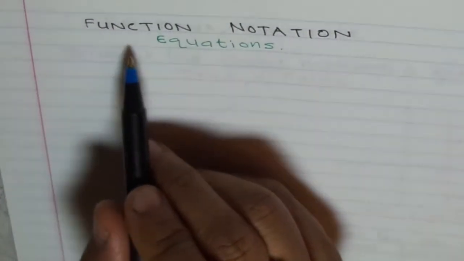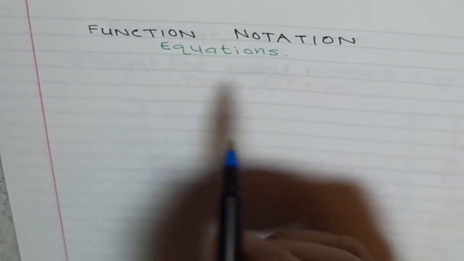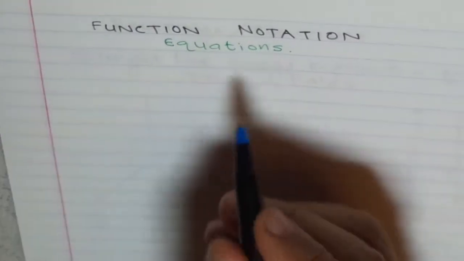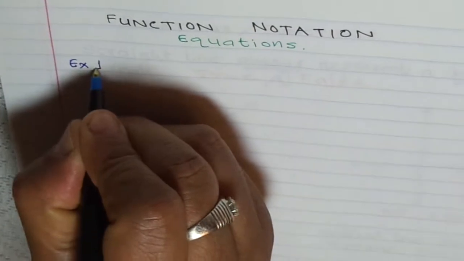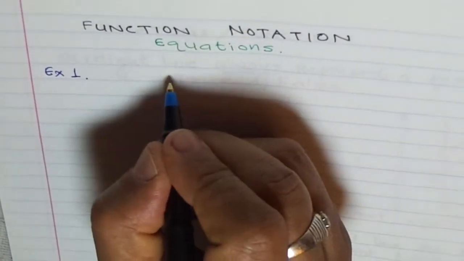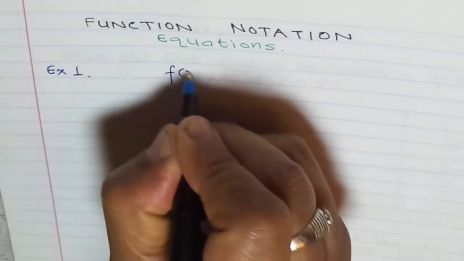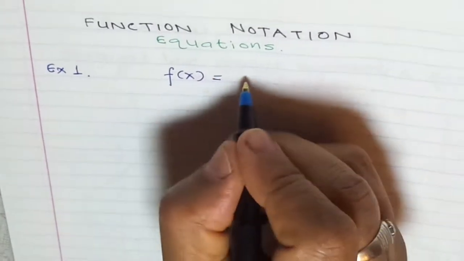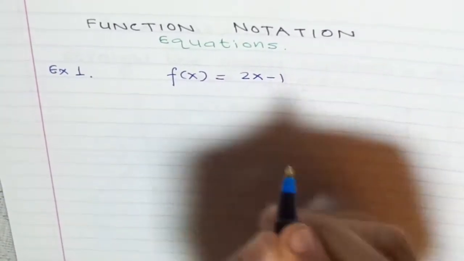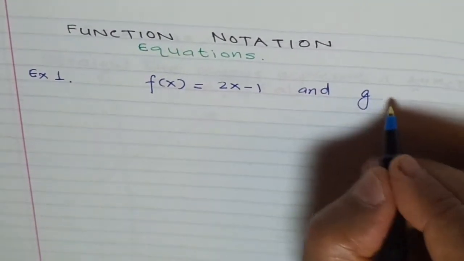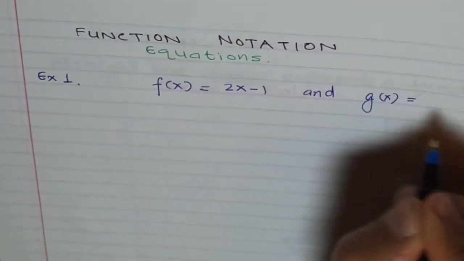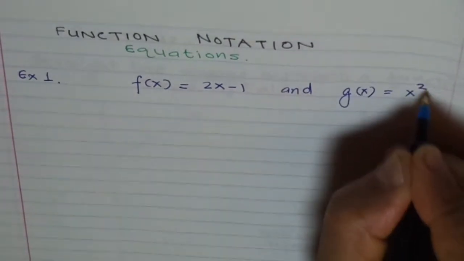Now let's take some more examples of function notation. Let's see some equations this time. Example 1. Consider two functions. f(x) equals 2x minus 1 and g(x) equals x squared minus 3.